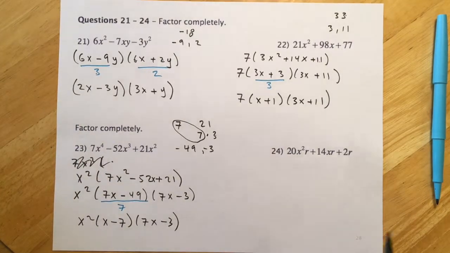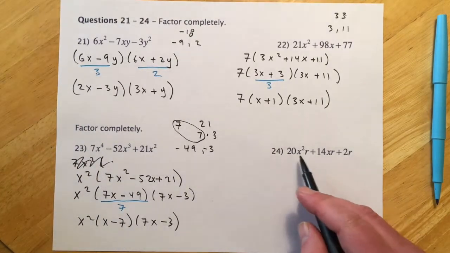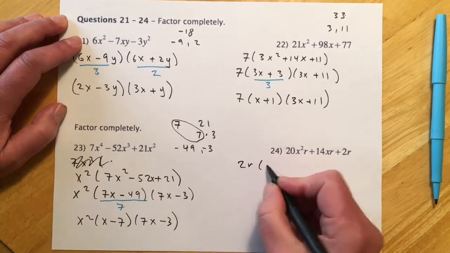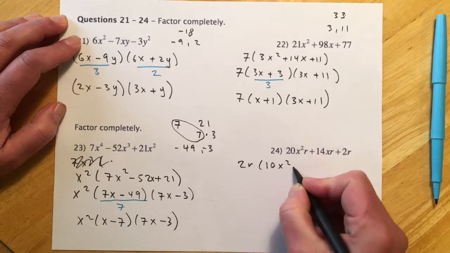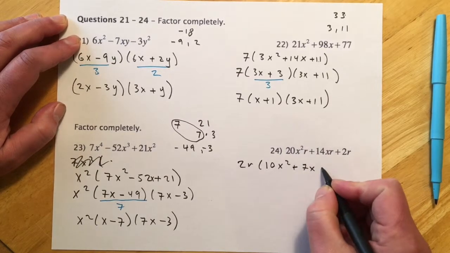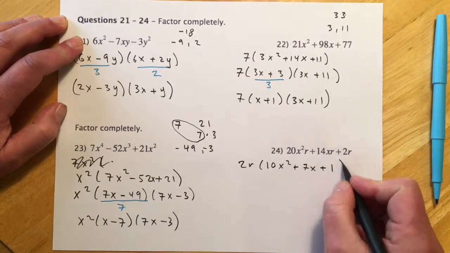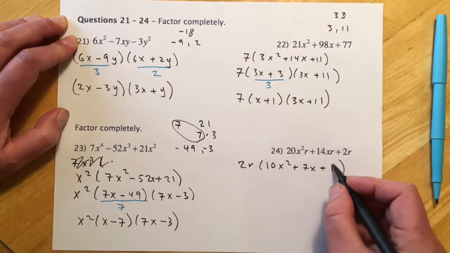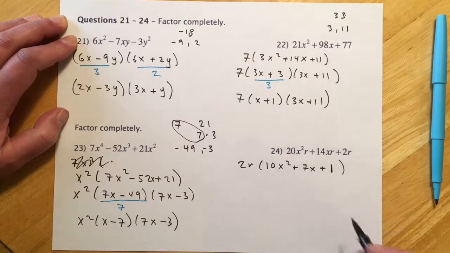And then this last one looks like there is a 2 and an r in every term. So we'll get that pulled out front. That's going to leave me 10x squared plus 7x. And then that'll be a plus 1. Careful to not lose that last term, because when we distribute, we need something there so that it comes back. And that 1 is our placeholder.